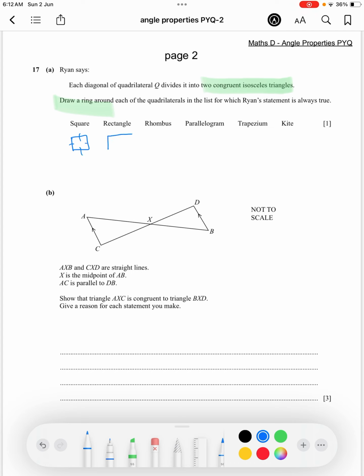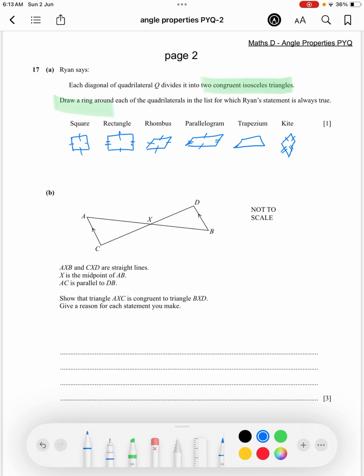Square, rectangle, rhombus, parallelogram, trapezium, and then kite.